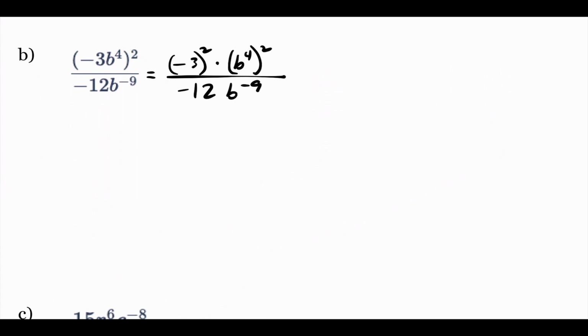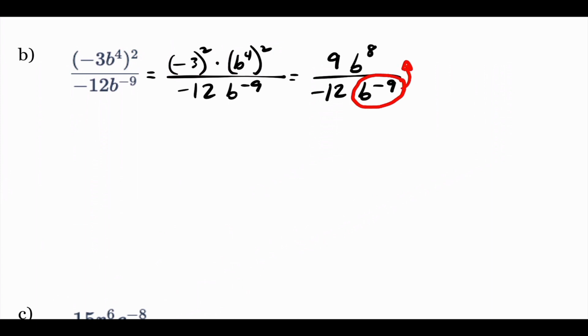Okay. All right. Finish off the parentheses. Negative 3 squared is negative 3 times negative 3, which is positive 9. What do I do with the powers of b? B to the 4th squared. What do I do with those powers? Multiply them. Good. So I get b to the 8th. Okay. No more parentheses. Negatives.